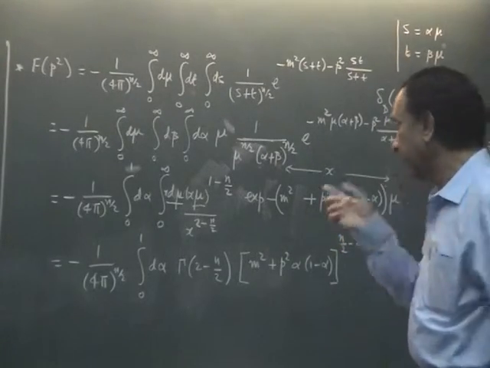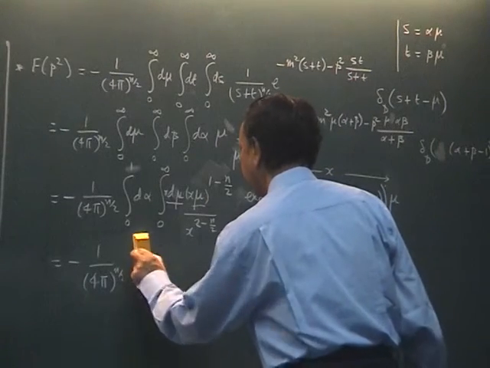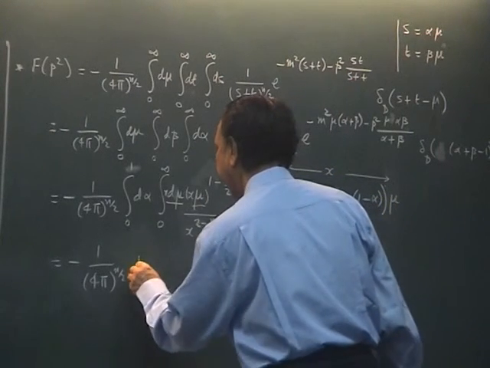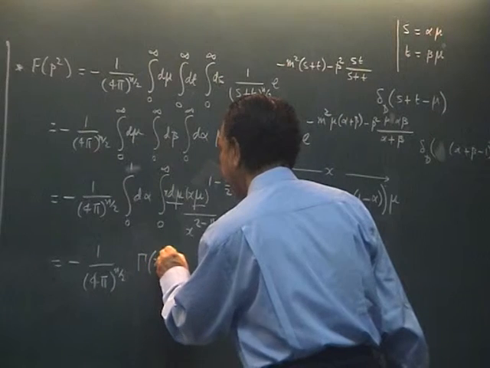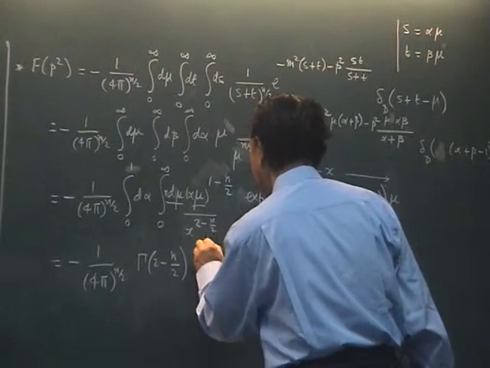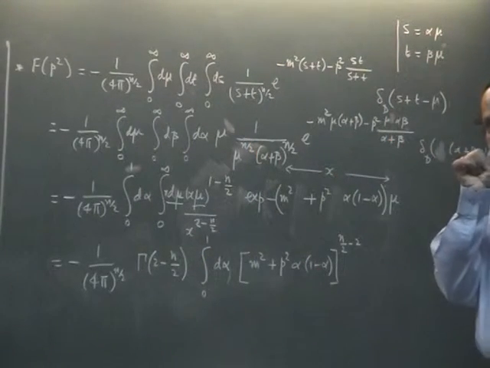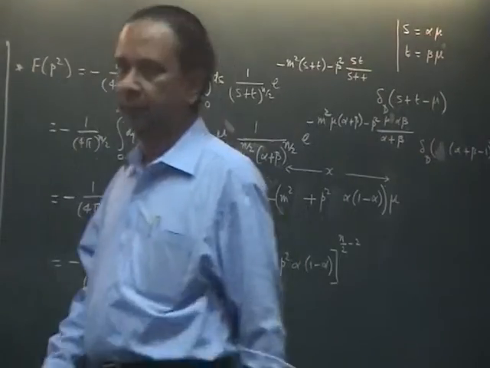This is what we have. So gamma of course comes outside the integral. Gamma of 2 minus n by 2, integral 0 to 1 d alpha of this integral. Okay, this is what we are finally going to end up with.